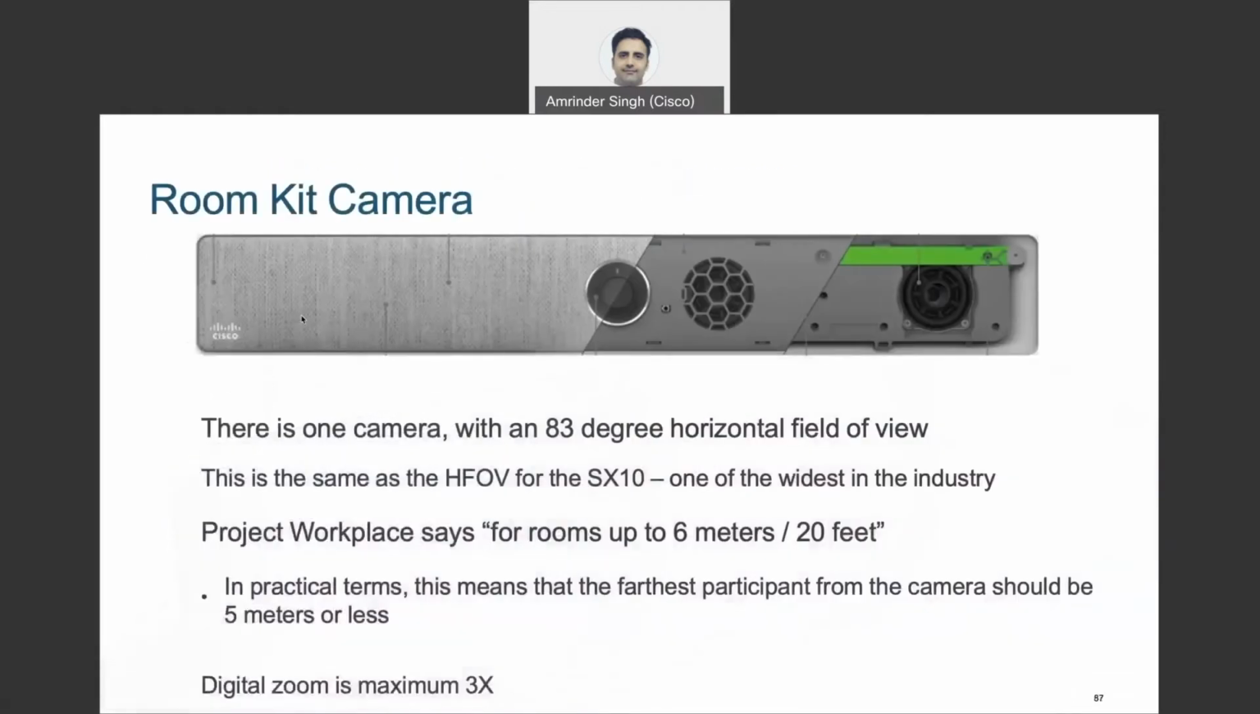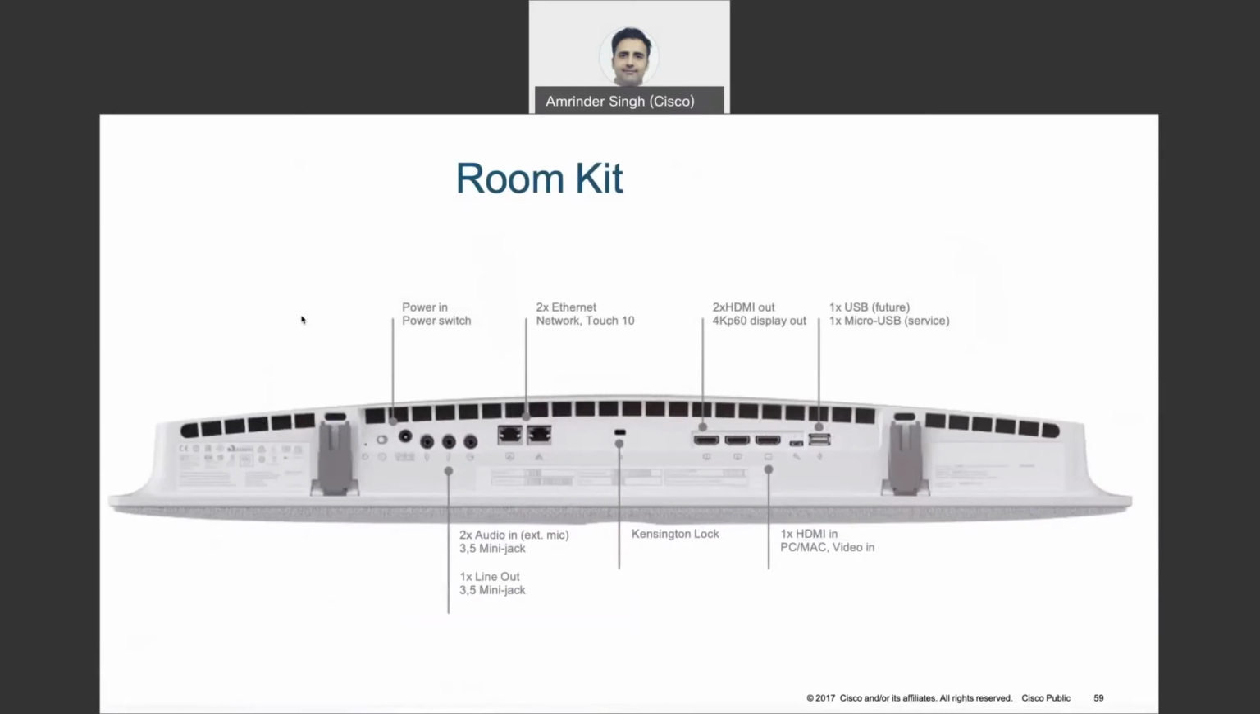RoomKit. So it's an all-in-one unit. Again, the field of view on this one is 83 degrees. Yeah, that's mainly about it. You can have a user sitting in this room that could be around 5 meters within the range of this unit itself.